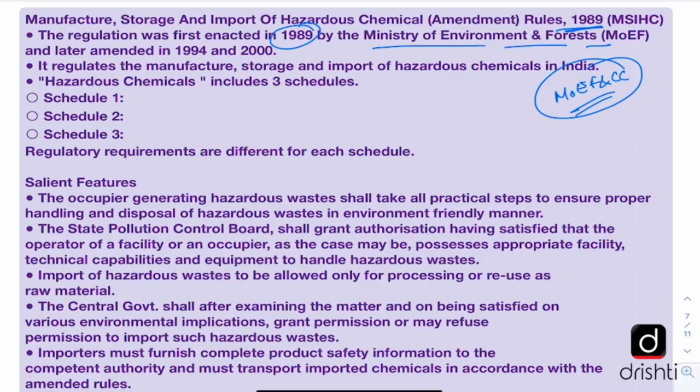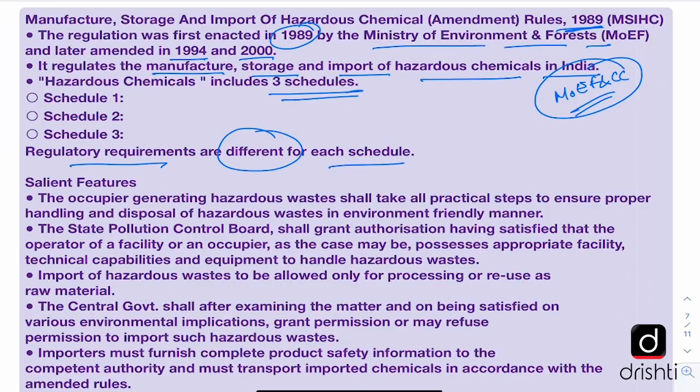And these were later amended in 1994 and 2000. It regulates the manufacture, storage and import of hazardous chemicals in India. And hazardous chemicals have been grouped under 3 schedules. And the regulatory requirements for these hazardous chemicals are different for each schedule. What are the salient features of these rules?